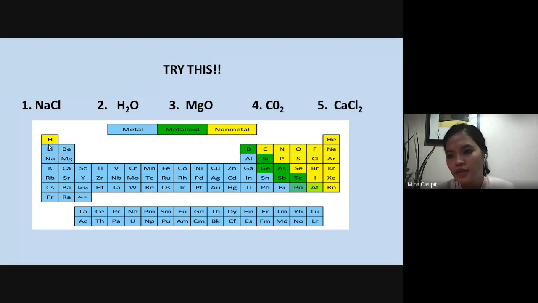Okay, so let's check your answer. Who will answer number 1? And try to identify first what are the elements present, and then determine if it is ionic or covalent. Then, lastly, try nyo sabihin kung ano yung pangalan ng compound. Okay lang ba yon? Try lang naman. Okay, number 1. Who will answer?